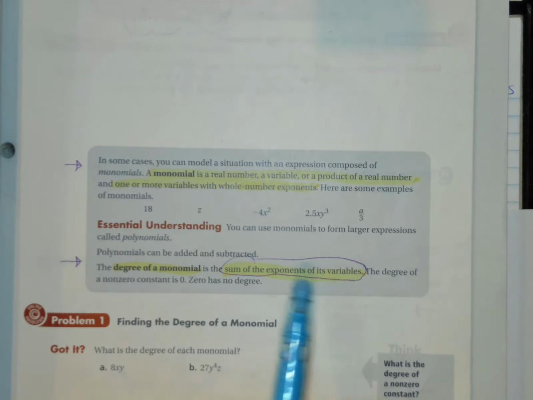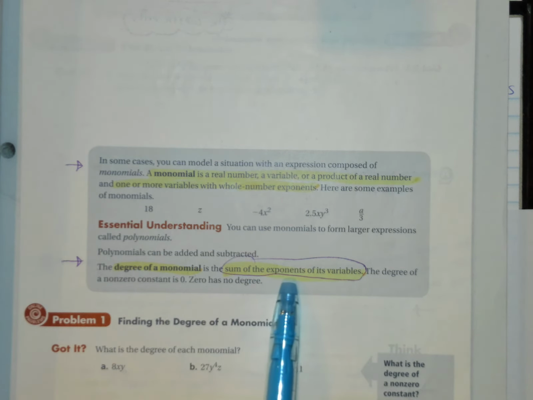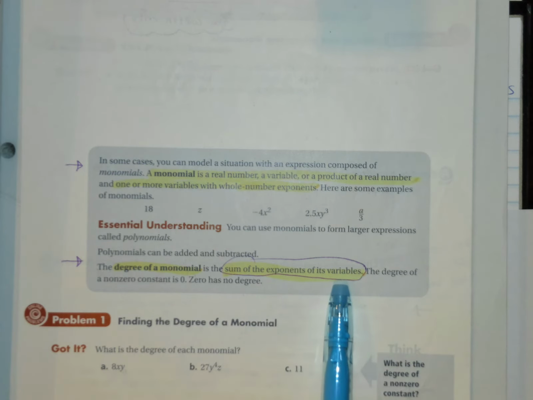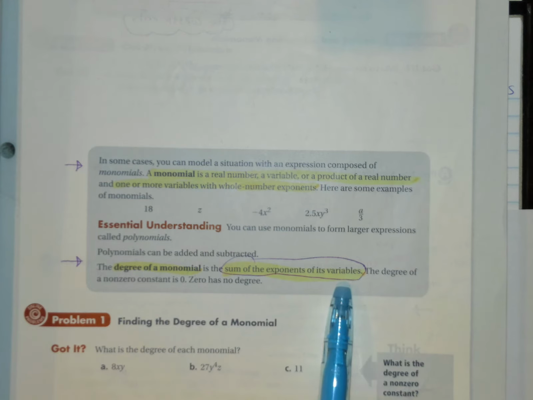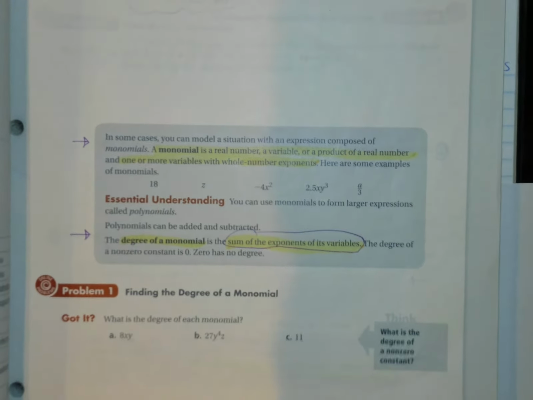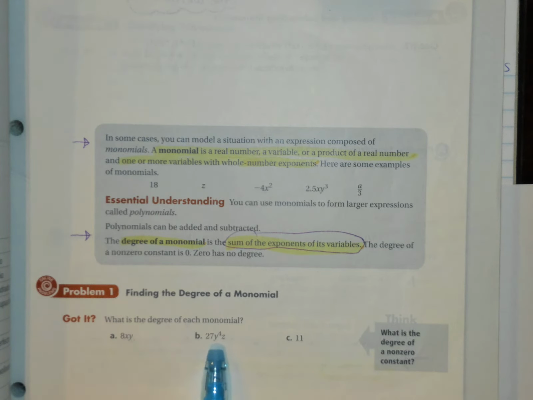So it talks about how the degree of a monomial is the sum of the exponents of its variables. So you actually add up the exponents for all the variables it has. So just to show you, for example, here it's 8xy, that is one term, a monomial. The x has a 1 exponent and the y, so it has a degree of 2. 27 y to the 4th z, z has an invisible 1. You add the 4 and the 1 to get a 5.